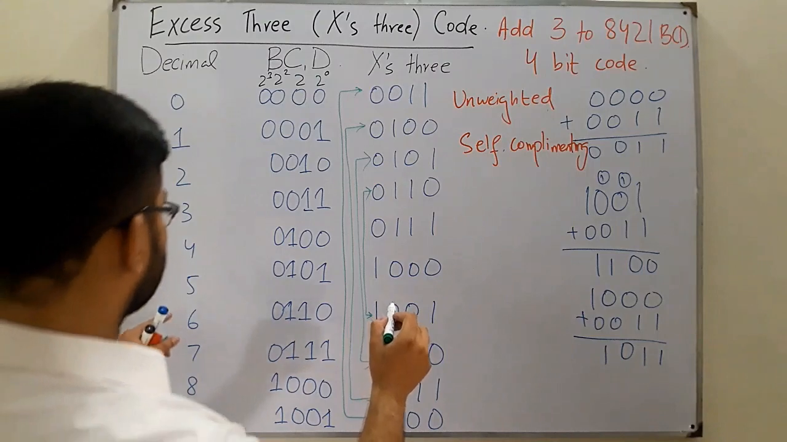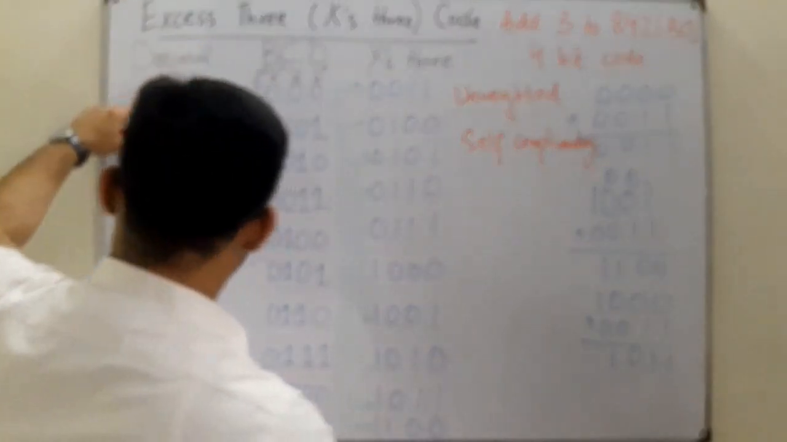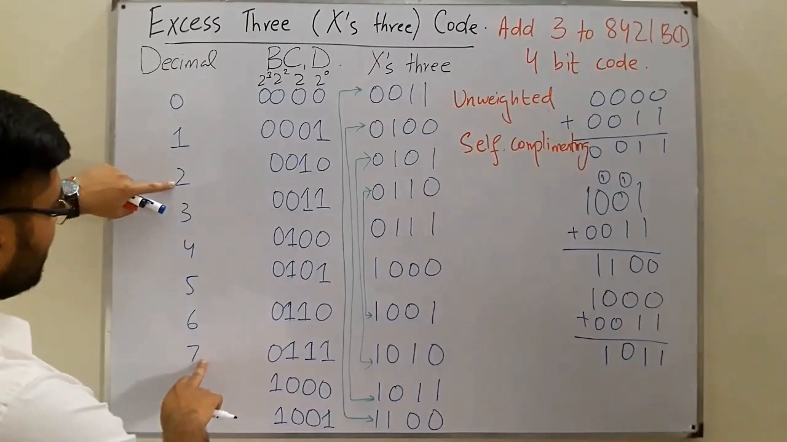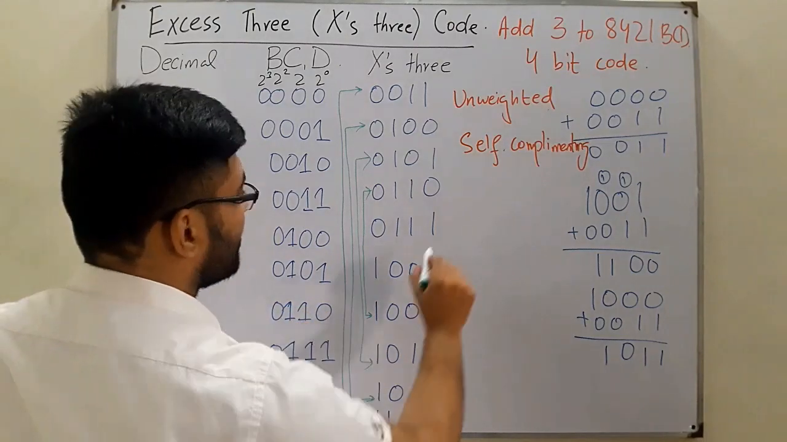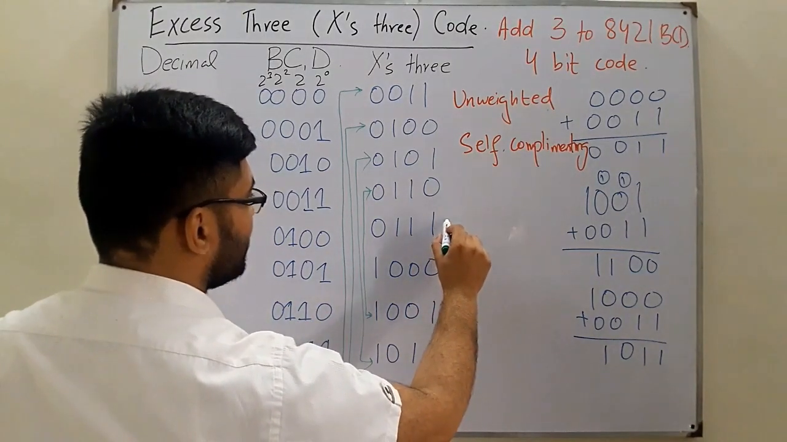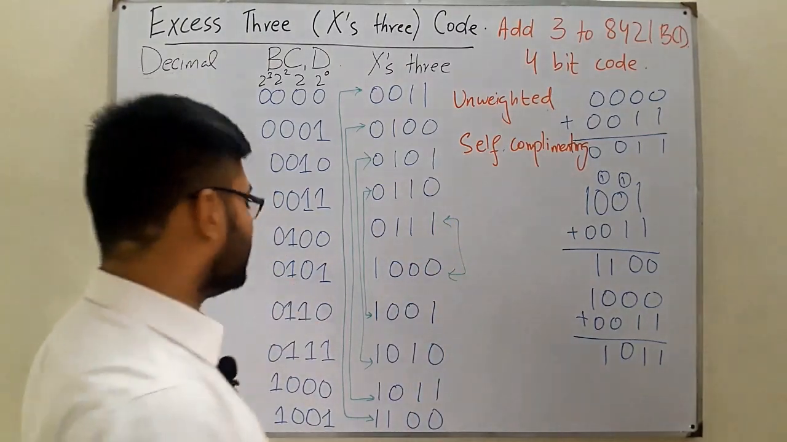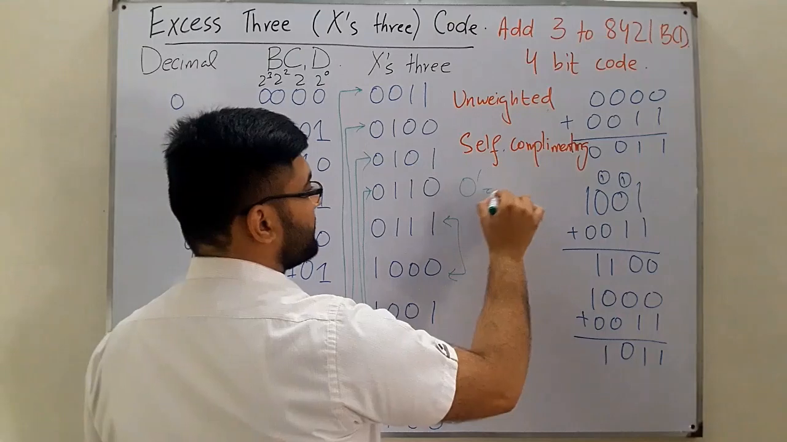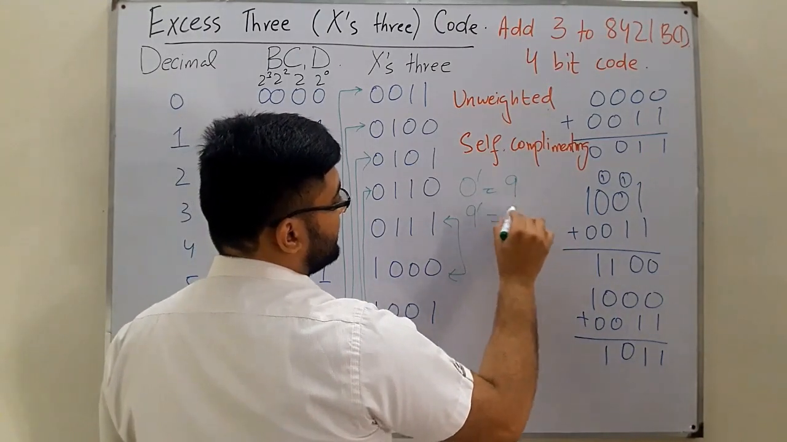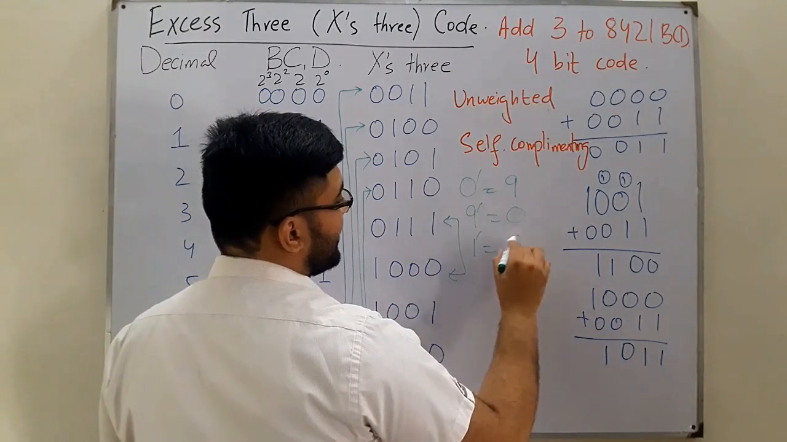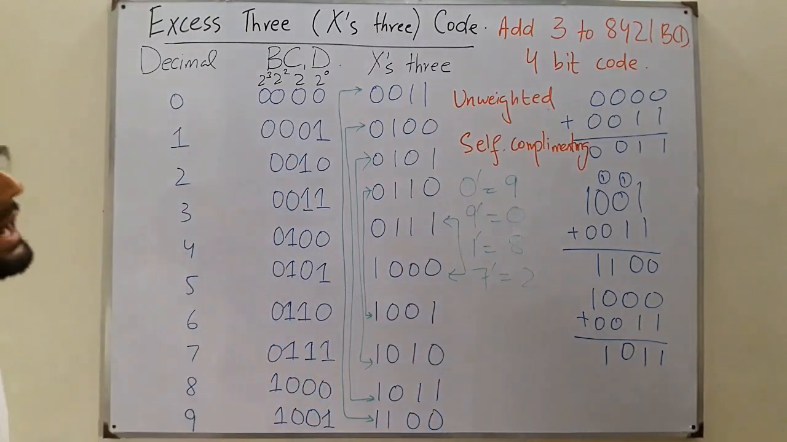0, 9. Then 1, 8. 2, 7. 3, 6. And then 4's complement is 5. Alright? So, which means this is a self-complementing code. You can write it over here that 0's complement is 9, or 9's complement is 0, and you can write that 1's complement is 8, or 7's complement is 2, and you can write it as you want, alright?